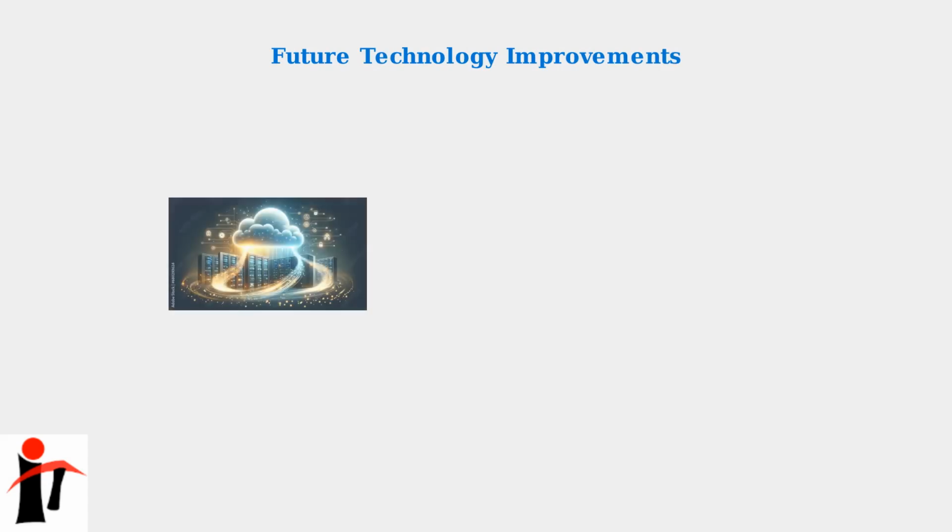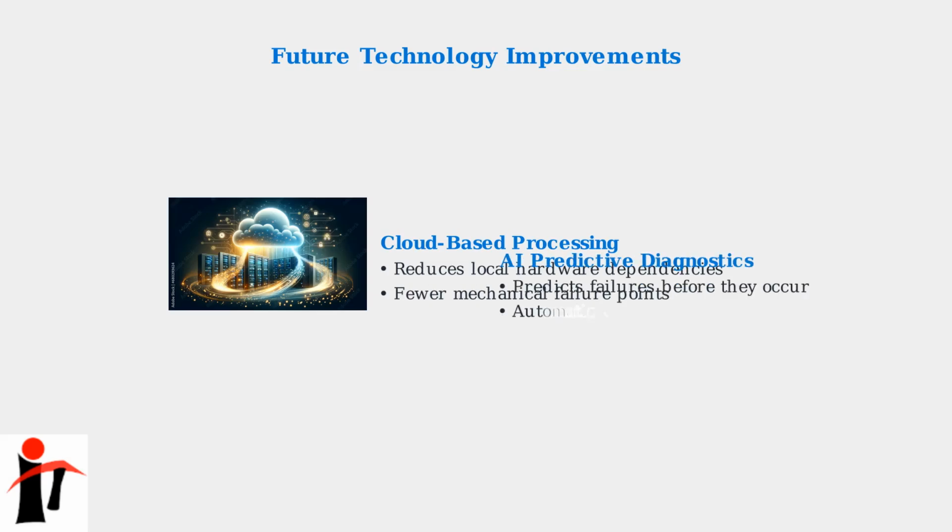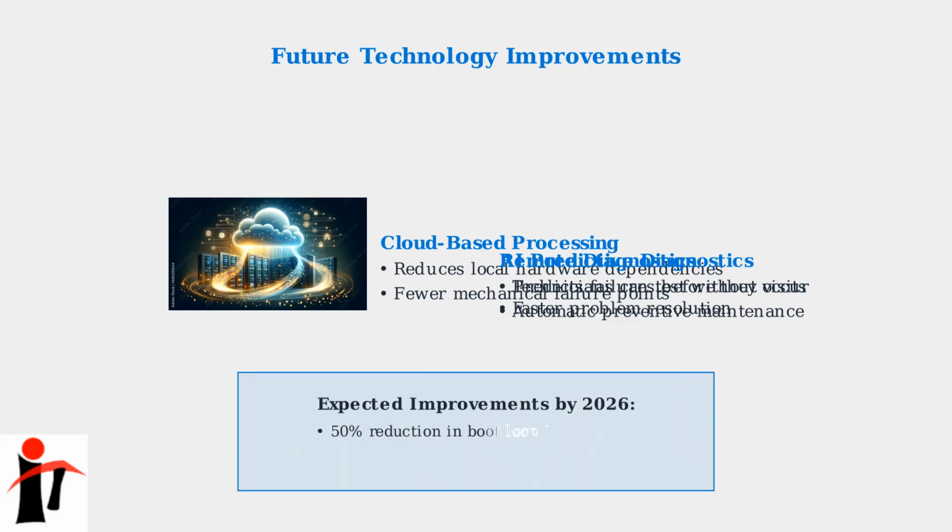Xfinity is implementing advanced technologies to reduce boot loop issues and improve overall system reliability. These innovations represent the future of cable TV technology. Cloud-based processing is migrating more functions away from local hardware, reducing dependencies on your physical TV box. This means fewer components that can fail and cause boot loops. Artificial intelligence now powers predictive diagnostics that can identify potential problems before they cause boot loops. Combined with remote diagnostic capabilities, these technologies are making Xfinity TV boxes more reliable than ever before.